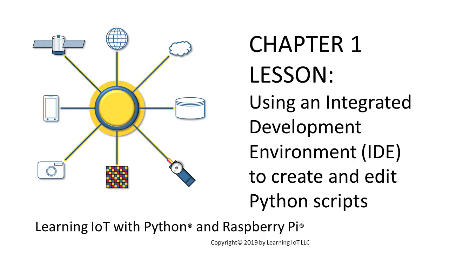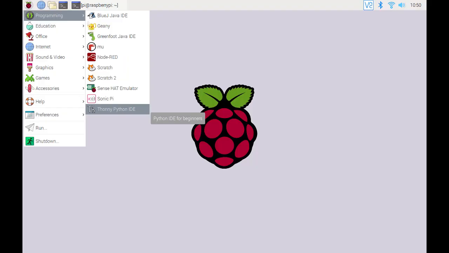In this lesson, you will learn how to use the Thonny Integrated Development Environment to run Python code interactively, as well as to create and save Python scripts. To launch Thonny, go to the Raspberry Pi menu, select Programming, and select Thonny.